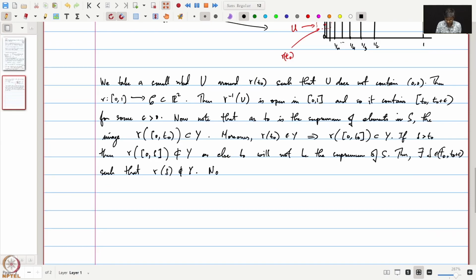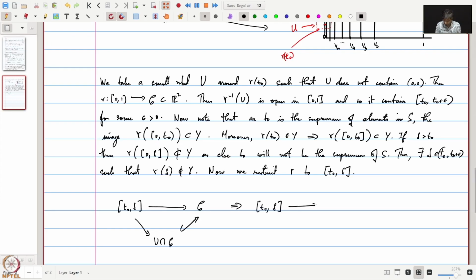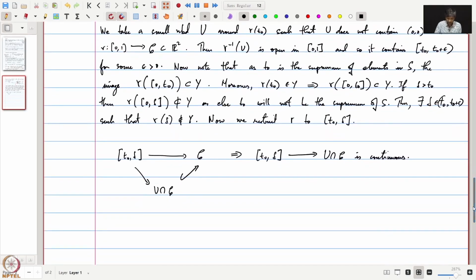So, now we restrict gamma to this [T naught, delta], right. So, this restriction is mapping to C, but the image actually lands inside U intersection C. Therefore, we get that [T naught, delta] to U intersection C is continuous. Now let us make a picture of U intersection C.